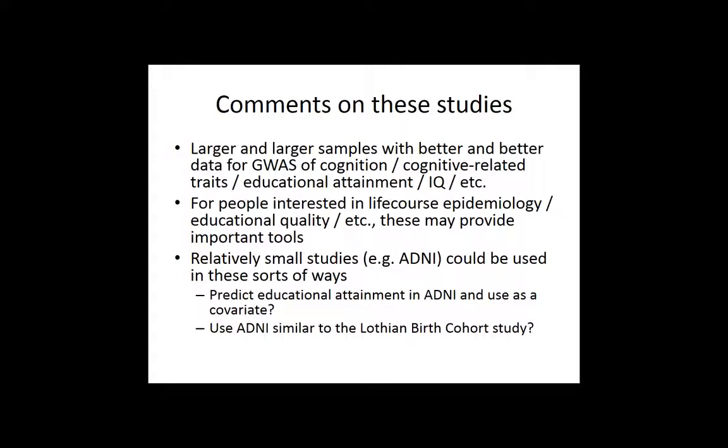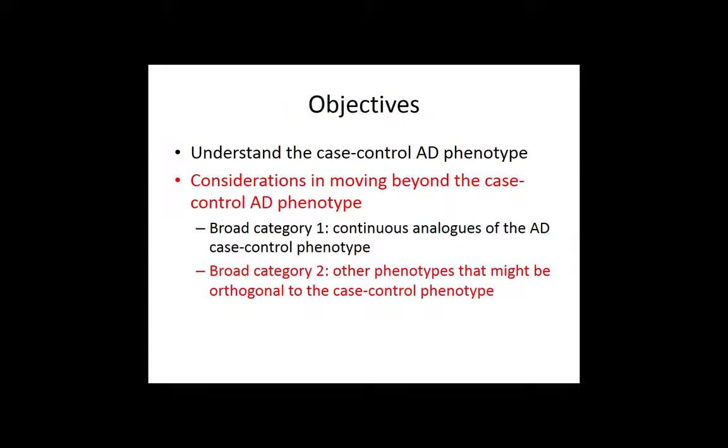For people interested in life course epi, educational quality, these may provide important tools that help the epidemiology, help us understand what's going on, and we'll learn more about that tomorrow. And relatively small studies like ADNI could be used in these sorts of ways. And maybe we can predict educational attainment in ADNI and use it as a covariate. So how much education should this person have genetically? How much did they actually have? And maybe both of those are important. Who knows? And maybe use ADNI similar to this Lothian, which I now know how to pronounce, birth cohort. Be orthogonal to the case control phenotype.